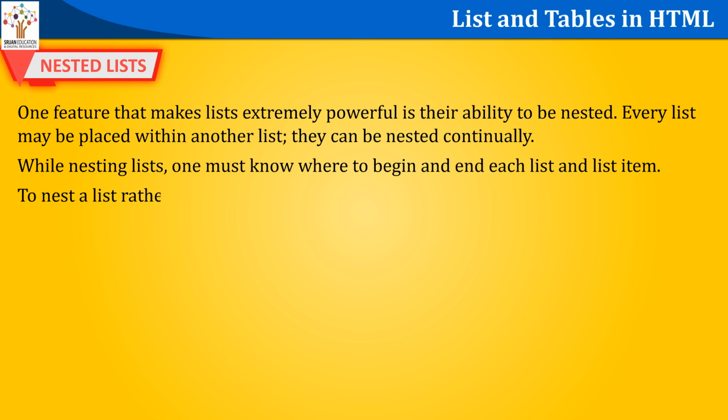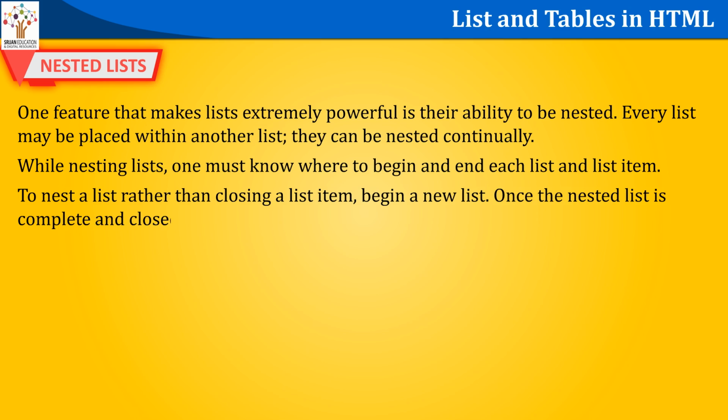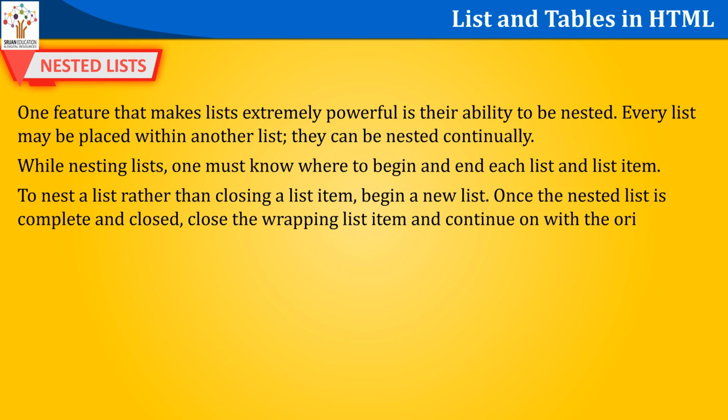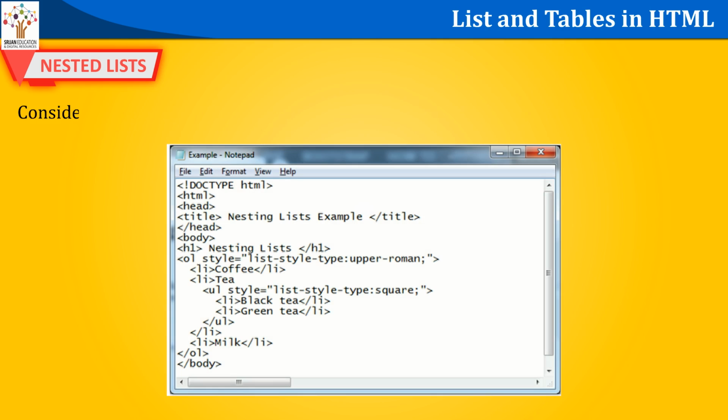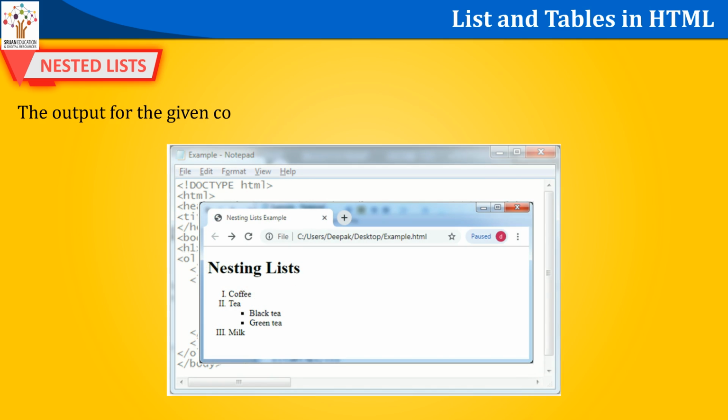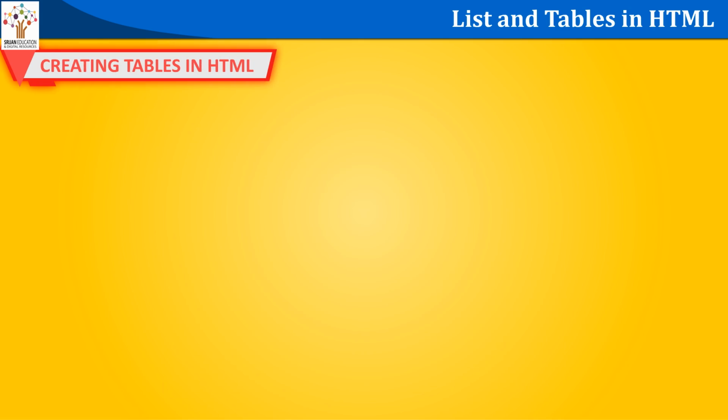To nest a list, rather than closing a list item, begin a new list. Once the nested list is complete and closed, close the wrapping list item and continue on with the original list. Consider the following HTML code. The output for the given code is creating tables in HTML.